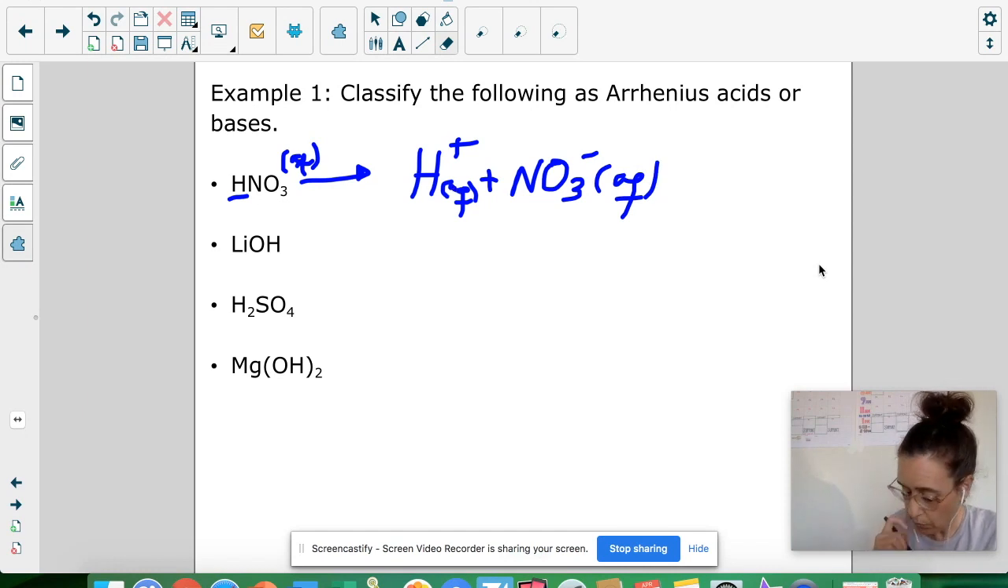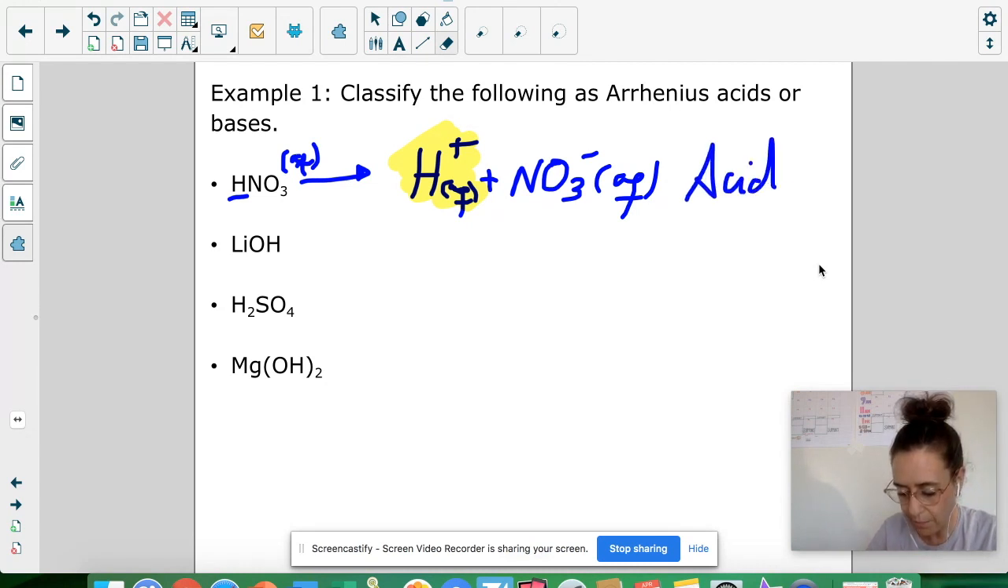And now, in order to know whether this is an acid or a base, you check out the ions and you say, okay, is this substance adding hydroxides to the solution, or is this substance adding hydrogens to the solution? So it happens to be the H pluses, right? Because this substance is adding hydrogen ions to the solution, this is going to be considered an acid.